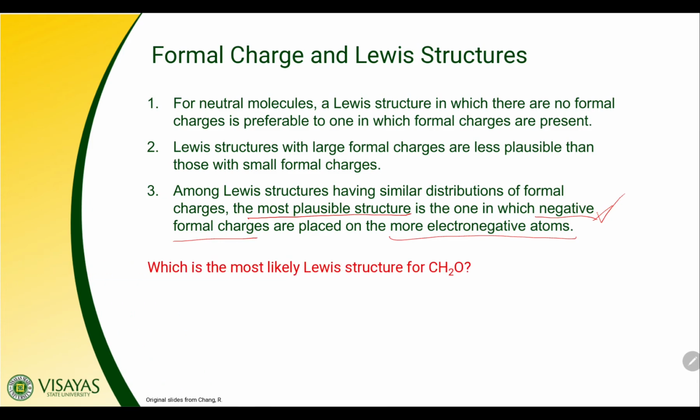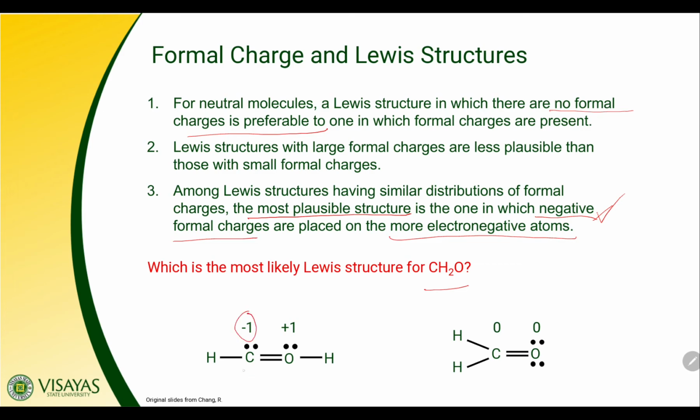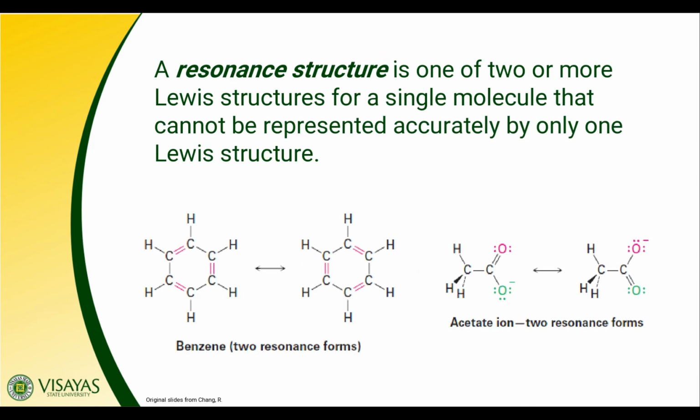Now, looking back at the 2 structures for formaldehyde, we have this one and the second one. Based on the rules, for neutral molecules, since formaldehyde is neutral, a Lewis structure in which there are no formal charges is preferable. As you can see, in the first structure, we have negative 1 for carbon and positive 1 for oxygen. Whereas in the second structure, we have 0 formal charges for both carbon and oxygen. Therefore, based on the rules, the most likely structure for formaldehyde is the second structure, again because there are no formal charges in this structure.